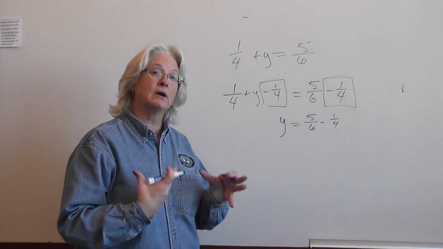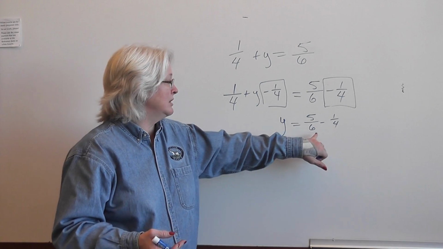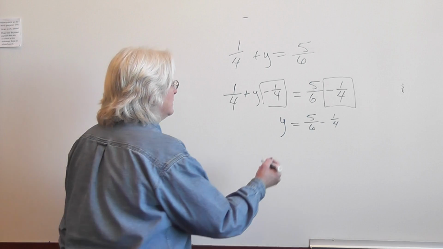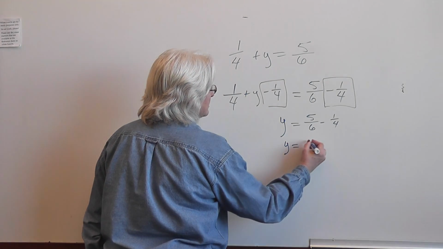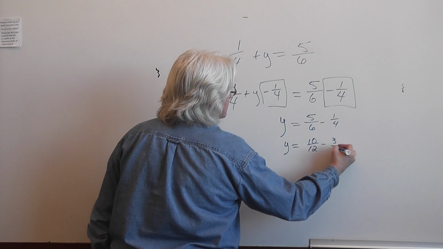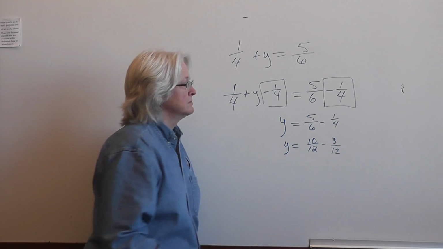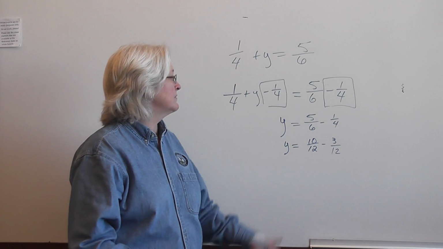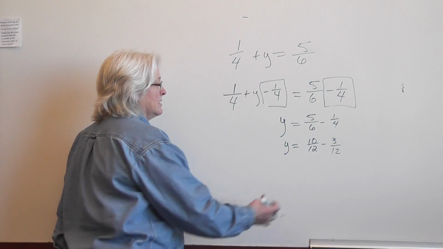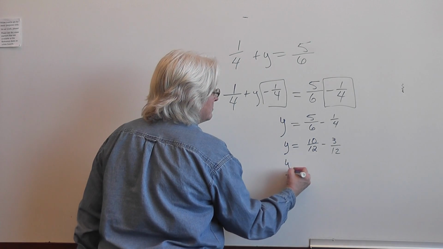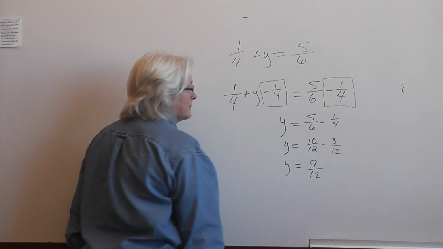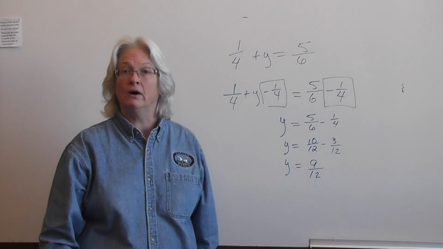Here you have to be comfortable enough with your fractions to rename these, to know that you have a common denominator of 12. So y is going to be equal to 10/12 minus 3/12. 1/4 is the same as 3/12. 5/6 is the same as 10/12. The denominators are the same, so we subtract the numerators, and we end up with 9/12.